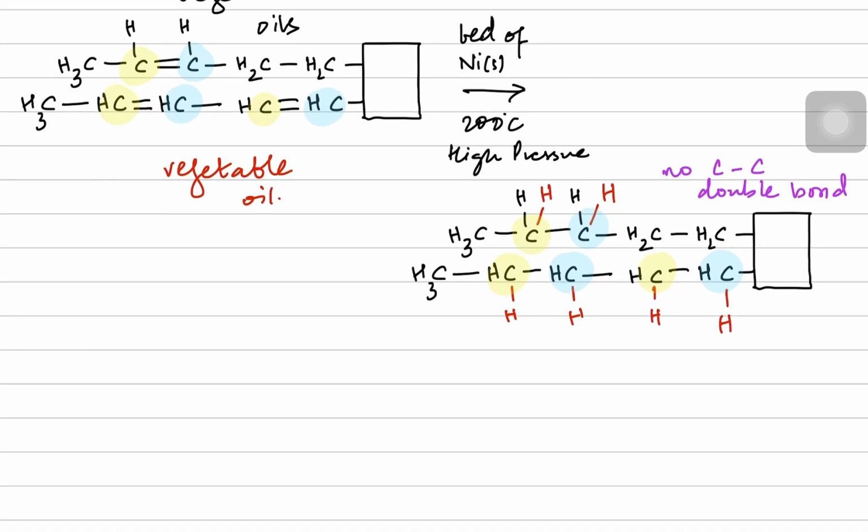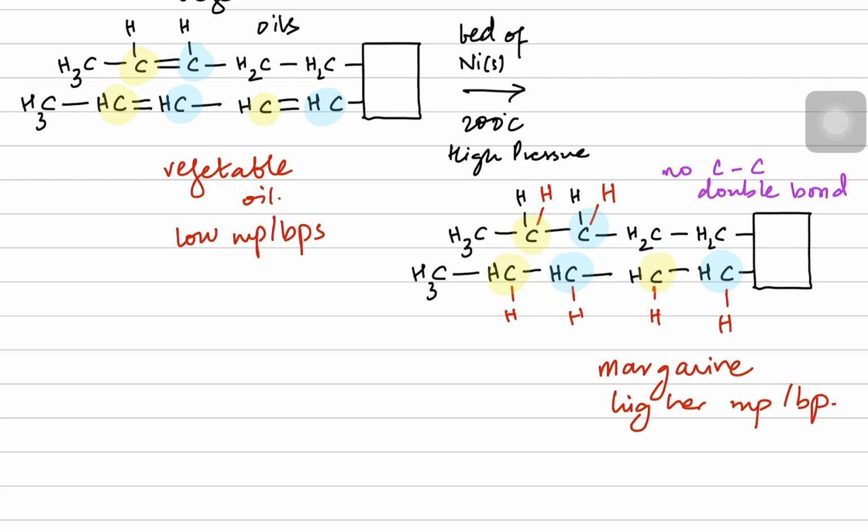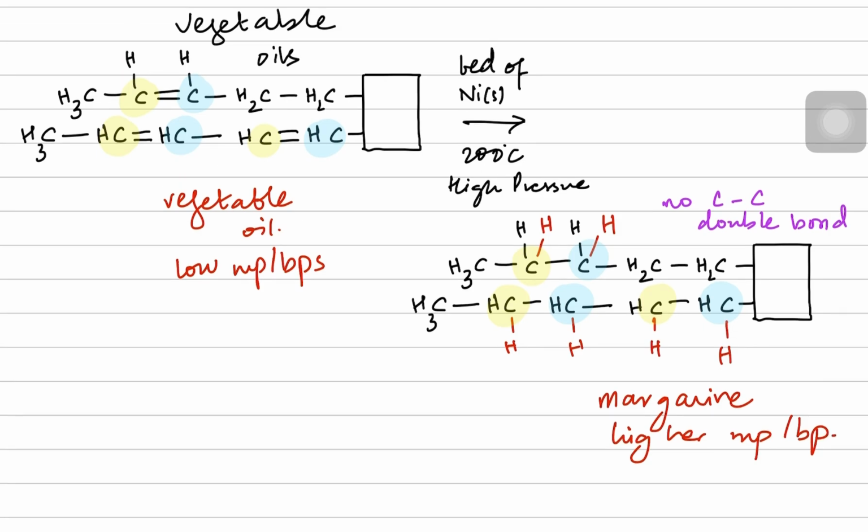Generally, vegetable oils have low melting and boiling points, but margarine, on the other hand, has a higher melting point and boiling point. That is why margarine has a more solid structure compared to a vegetable oil.